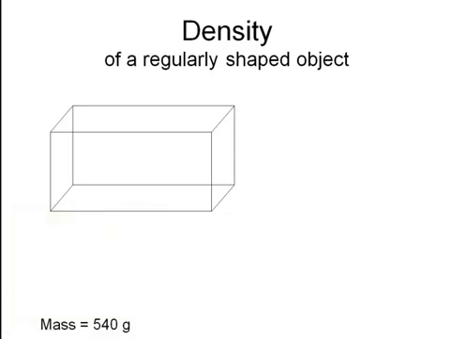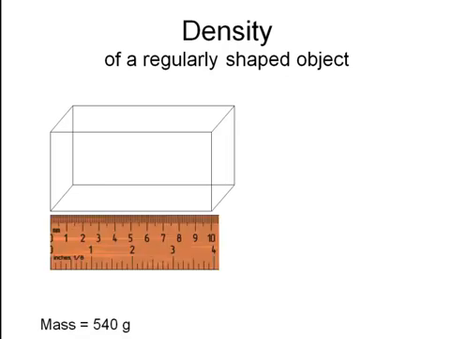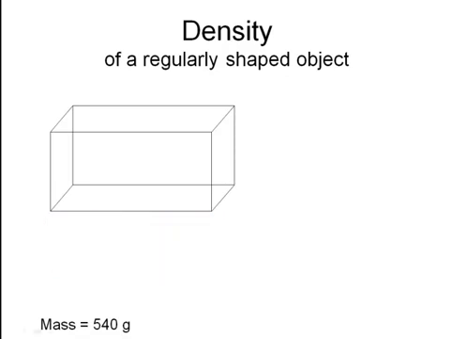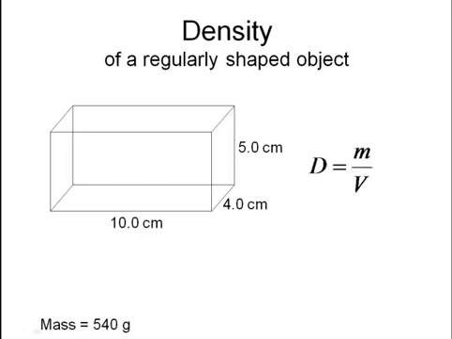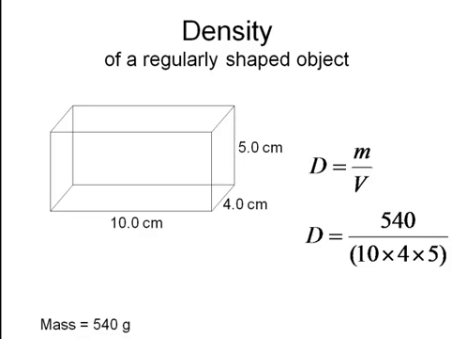Then you're going to need the volume. For a regularly shaped object, we would do that by using a ruler and measuring its length, its width, and its height. Then you could calculate density, because you now have the mass, and you can calculate the volume. For this example, then, we'd have 540 on top, and 10 times 4 times 5, which is 200, on bottom. Solving, we would get that the density of this object is 2.7 grams per centimeter cubed.